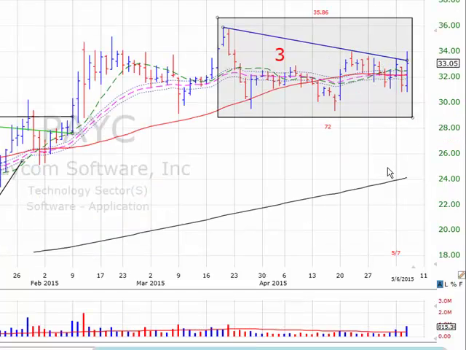Finally, Paycom Software provides cloud-based human capital management software that manages employment life cycle for employers and employees. The stock has been working on this third stage base with a pivot point of $35.86. Paycom gets a 72% checklist rating. We had a very nice pocket pivot yesterday as Paycom tried to break above this trend line resistance right here.